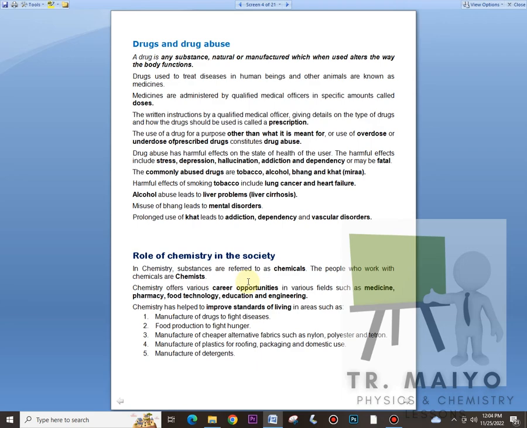The most common abused drugs include tobacco, alcohol, bhang, miraa, which is also called khat. We have cocaine. We have mandrax. There are very many.